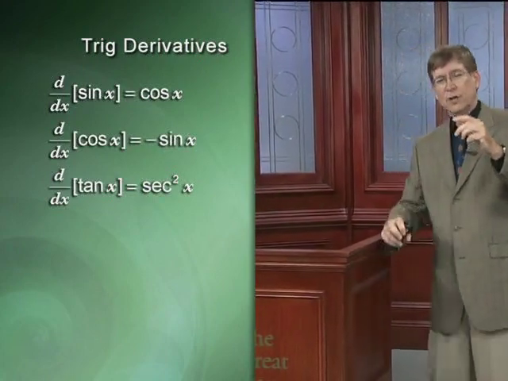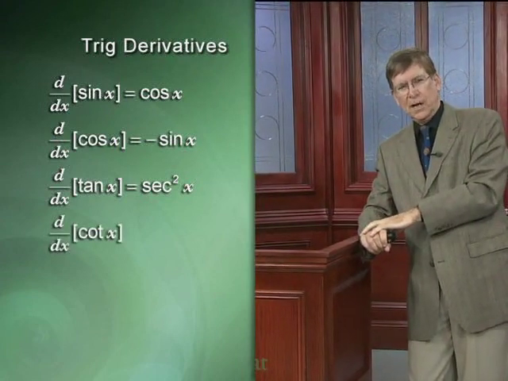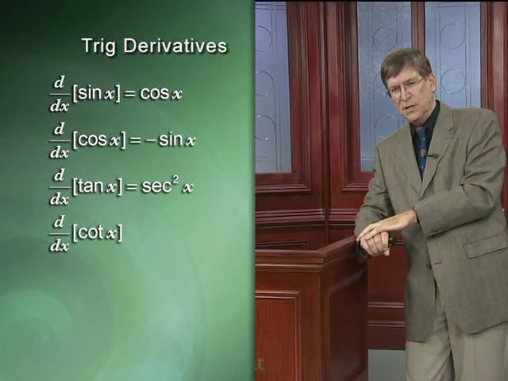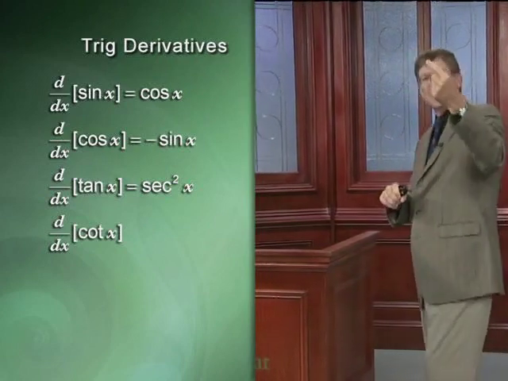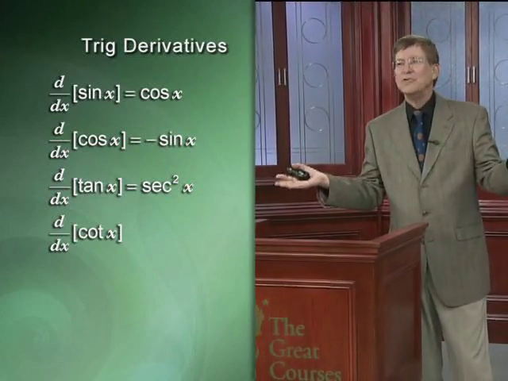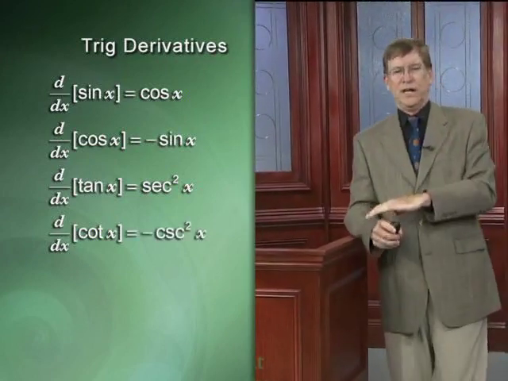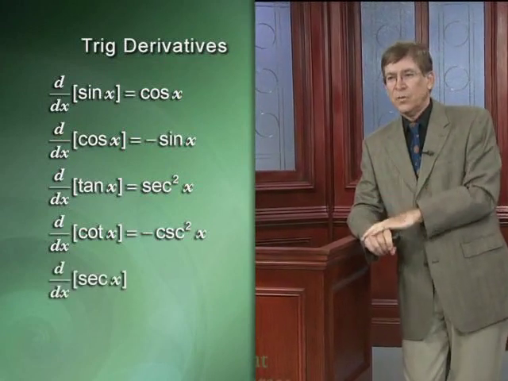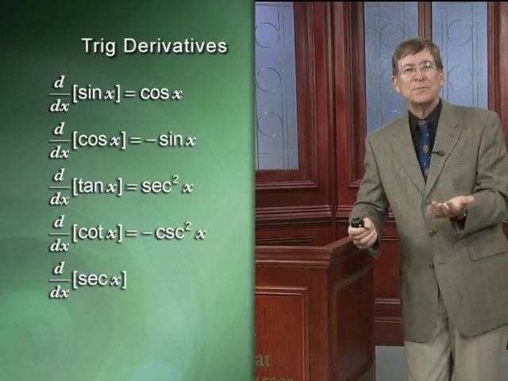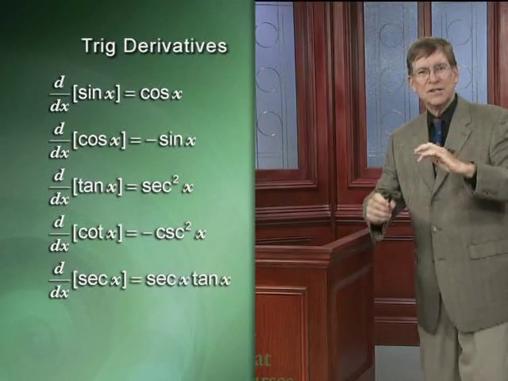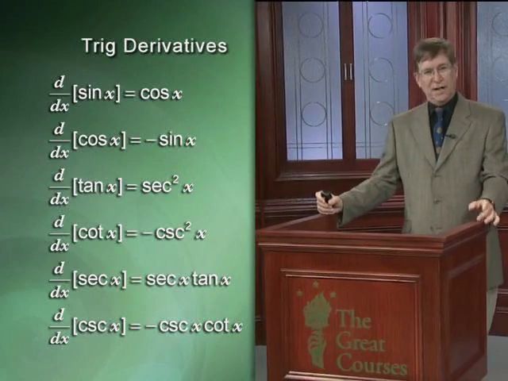Well, here's the list of all 6 derivatives. Let's talk about cotangent for a moment. How would you find the derivative of cotangent if you were stuck, you forgot the formula? Well, cotangent is cosine over sine. Quotient rule. And you would do it the same way I just did the tangent, and you would get minus cosecant squared. How about secant? What's the derivative of secant? Well, that's 1 over cosine. That's a quotient. Use the quotient rule, you get secant tangent, and finally cosecant is minus cosecant cotangent.